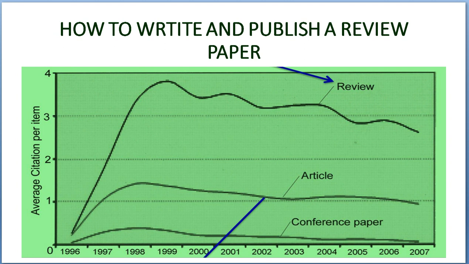So why review paper? A review paper is a bit difficult to write as compared to a research paper because here we are gathering the research of others. First of all, we have to do the literature survey. We have to gather all the research papers related to a particular topic. Then we have to write these findings in one paper in our own language.